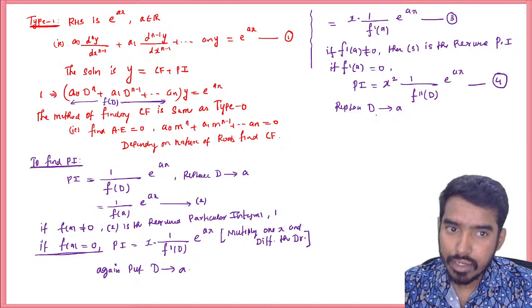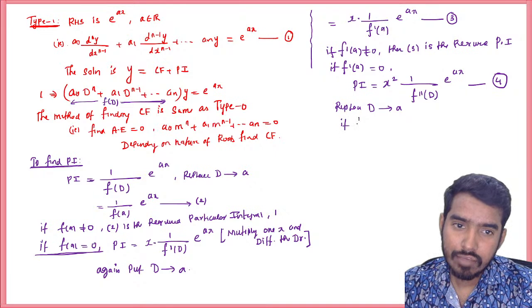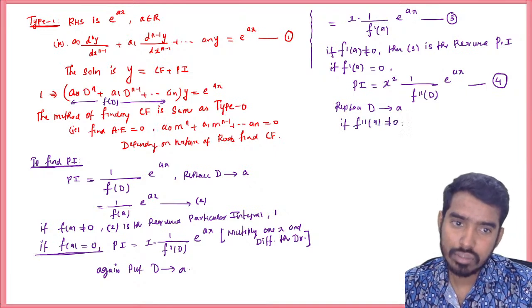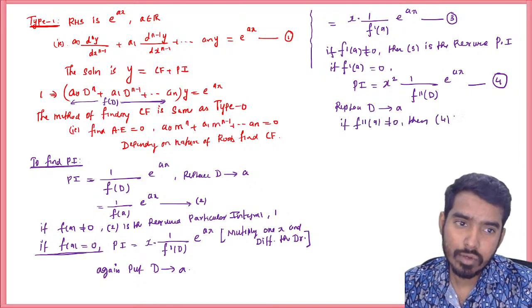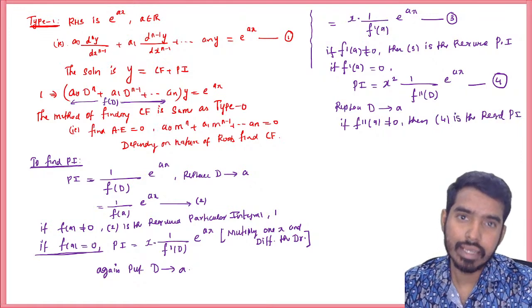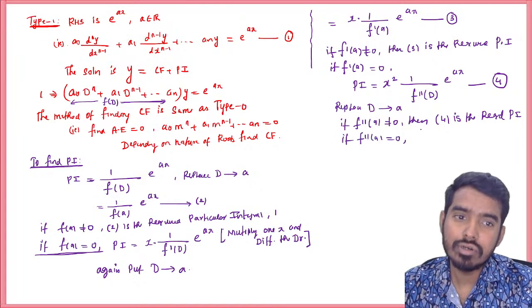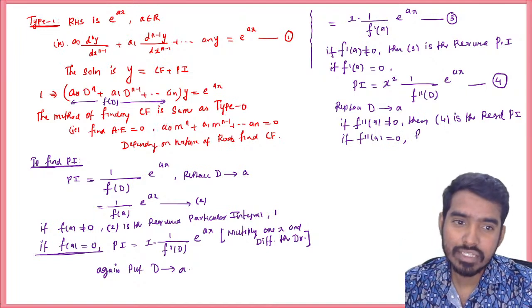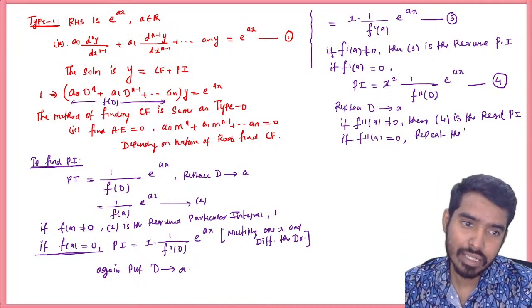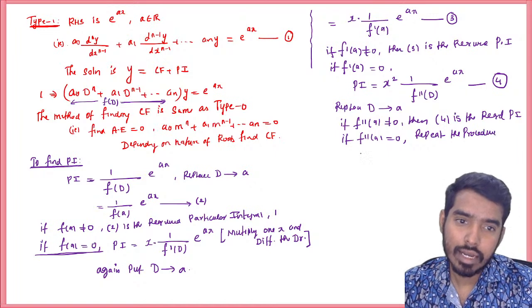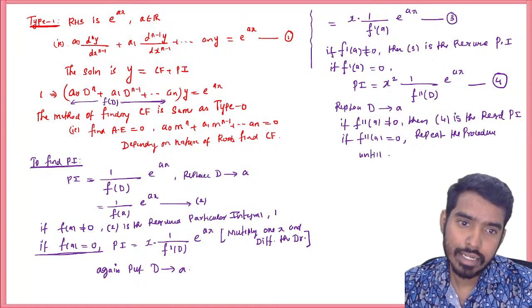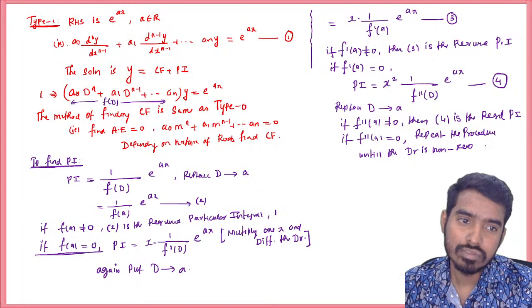Replace d equal to a. If f double dash of a is not equal to 0, then 4 is the required particular integral, right? If f double dash of a is equal to 0, then what you have to do? Repeat the procedure until the denominator is non-zero. This is the procedure. That's it.